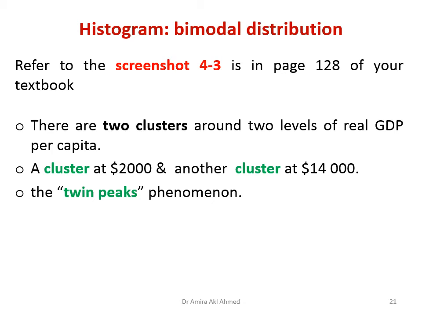Growth economists describe this clustering of countries into rich and poor clusters as the twin peaks phenomenon. These features of the data cannot be easily identified by looking at the raw data. However, we could easily identify them by looking at the histogram.